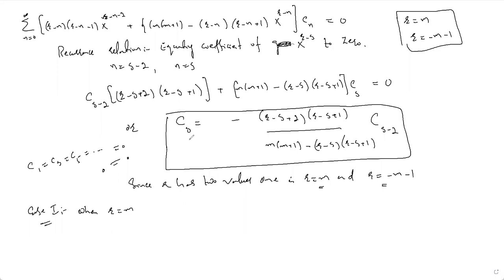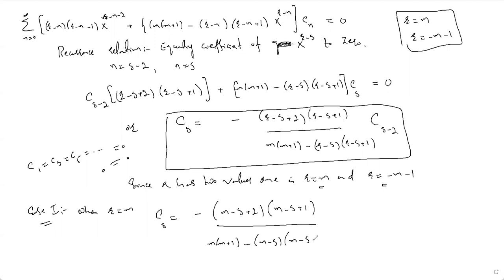What will this equation become? cs will now be equal to minus, with r as m, (m minus s plus 2)(m minus s plus 1) divided by m(m plus 1) minus (m minus s)(m minus s plus 1), times c(s minus 2). You can simplify this a bit further. The numerator will remain as such, but I will simplify the denominator a bit.